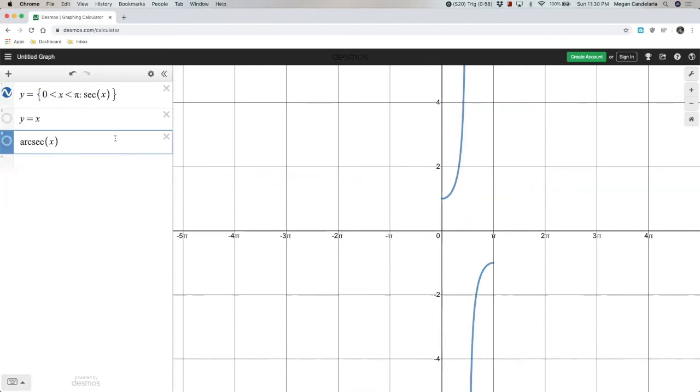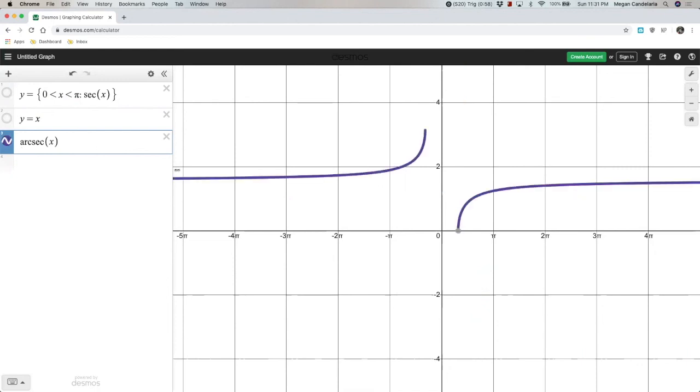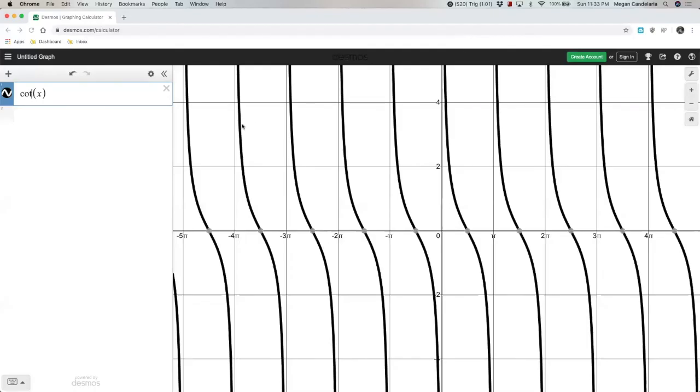And how about the range of our original graph, the secant graph where we've limited the domain? Well, the range of that is going to go from negative infinity to negative 1 and then 1 to infinity, which means just like for our cosecant graph, the domain of our inverse secant goes from negative infinity to negative 1 and then 1 to infinity. All right, the last one that we need to look at is our cotangent, our inverse cotangent. All right, so last we're going to look at cotangent and think about its inverse function.